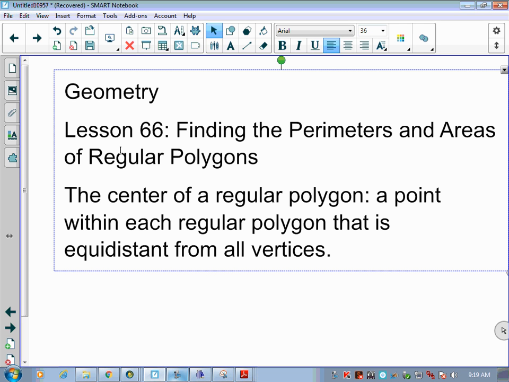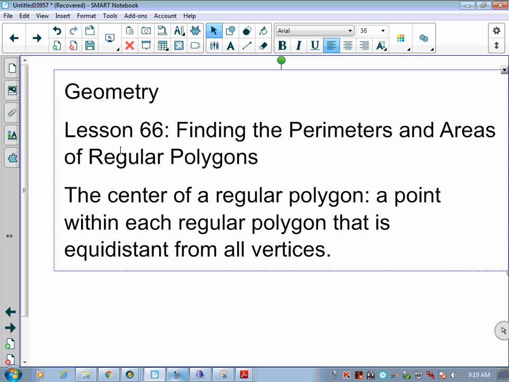So we can really come up with any kind of polygon and find a regular or irregular. These are all going to be based upon regular polygons, and we're going to understand for a second why that's going to be important later. The center of a regular polygon, that's going to be important to us. The center of a regular polygon is a point within each regular polygon that is equidistant from all of the vertices. Okay? Vertices as opposed to sides. So you're going to be drawing it to a point, not a side. That's going to be the center.